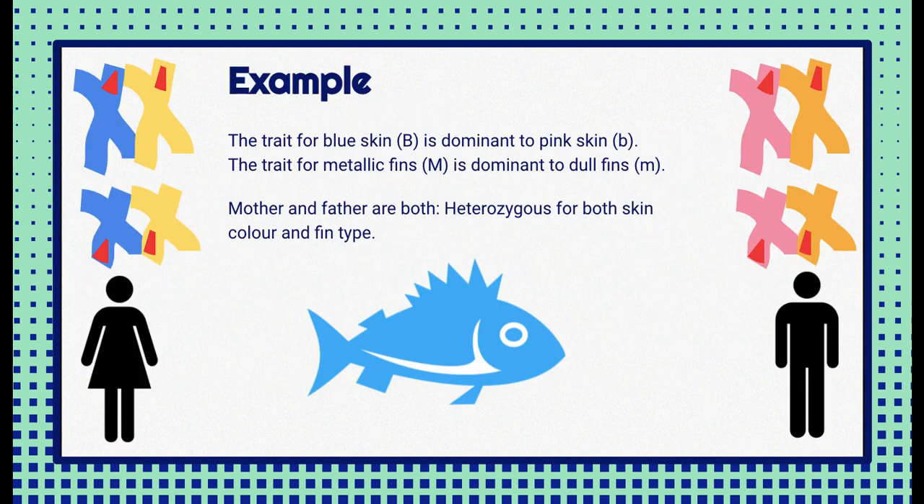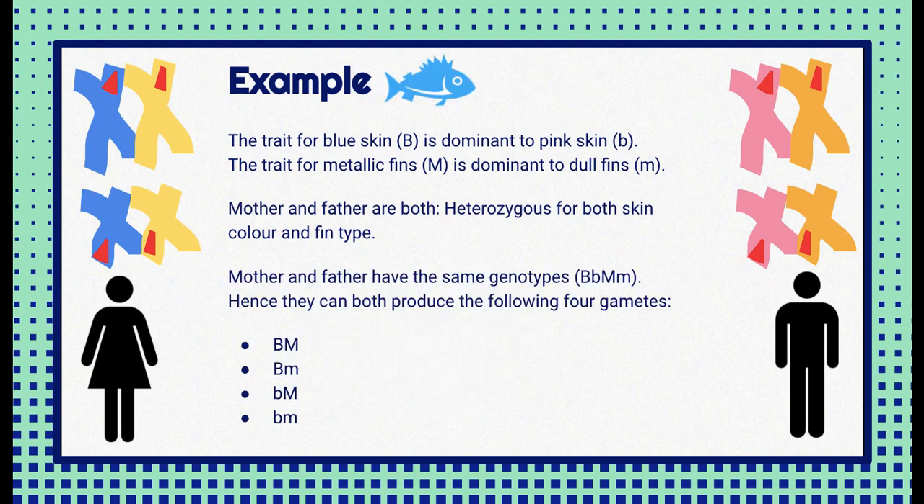Let's look at a second example. This time, pause the video after you've read the instructions and work out the Punnett square for yourself. Pause the video now and see if you can predict the possible phenotype and genotype ratios. Alright, let's check. The mother and father have the same genotypes. That means they can produce 4 possible gametes.